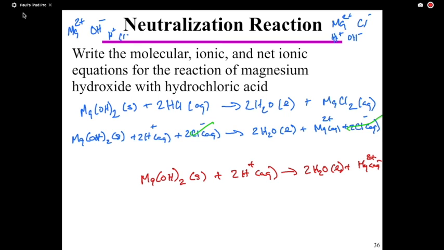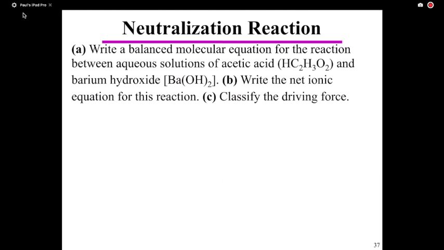Now, do you see that this starts off with a solid at the beginning? That's fine. And it has a liquid at the end. That's fine. And so you can have solids in the beginning of the reaction. Not everything has to be aqueous for this reaction to go. But there is a reaction that actually went, and there is only one spectator ion, chloride. Okay?